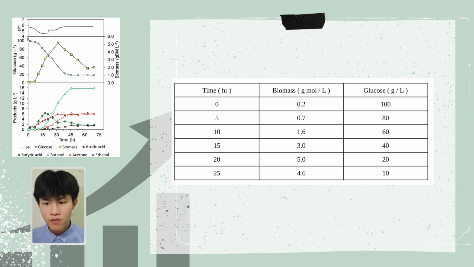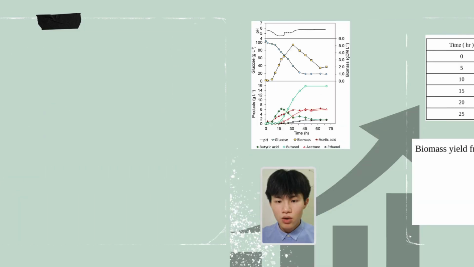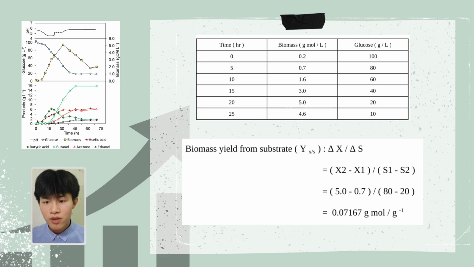For the calculation of specific yield by stoichiometric microbial yield, we need to tabulate the data from the graph of substrate into table form to make our calculation process easier. We can use back the data we tabulated previously. To start the calculation, we need to use the equation Yx/s equals delta x over delta s. We can pick 2 points in the interval and substitute into the equation. For my group, we substitute the data for 5 hours and 20 hours and get the result of 0.07167 gram per gram.